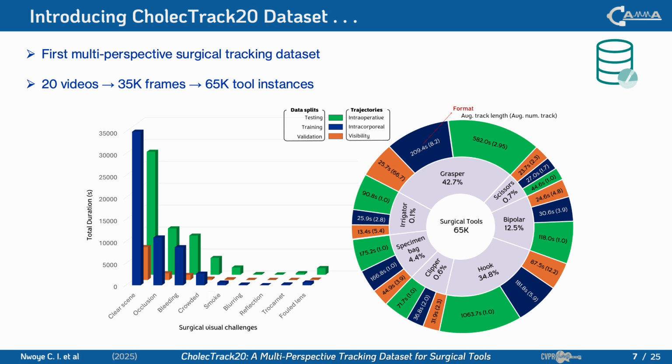CholecTrack20 is the first dataset to formalize tracking across these three perspectives. The dataset was curated by the CAMA group at the University of Strasbourg. It shares content lineage with CholecTrack80 and CholecTrack50, two of the most widely used surgical video datasets. It contains 20 full-length laparoscopic cholecystectomy videos, averaging 1 hour each, sampled at 1 fps. It yields approximately 35,000 annotated frames and over 65,000 tool instances, labeled with bounding boxes and multi-perspective identities.